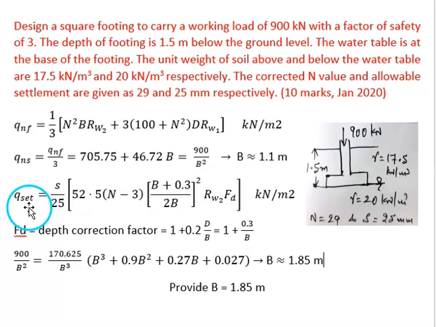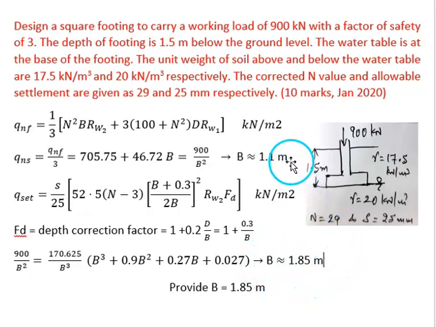Then we should calculate the width of the footing based on the settlement criteria. So the equation is S by 25 into 5 by 2.5 N minus 3. This is the Bowles equation. So here we should calculate the depth correction factor first. Since the B value is unknown, we'll be getting it in terms of B, and then the equation will be in terms of B only. And when we equate it to the safe load divided by area, we'll be getting the B value as 1.85 meter. So this is based on the settlement criteria.